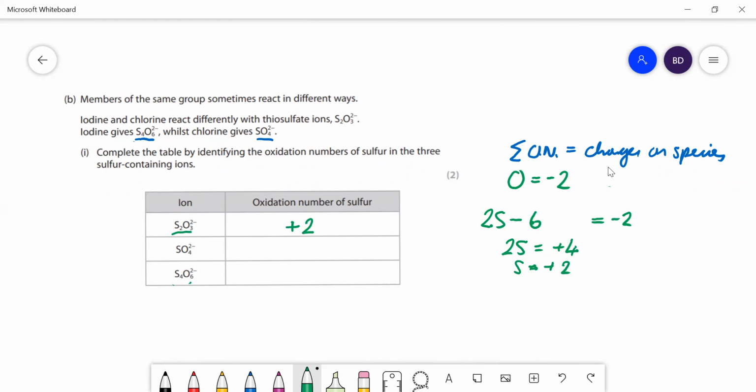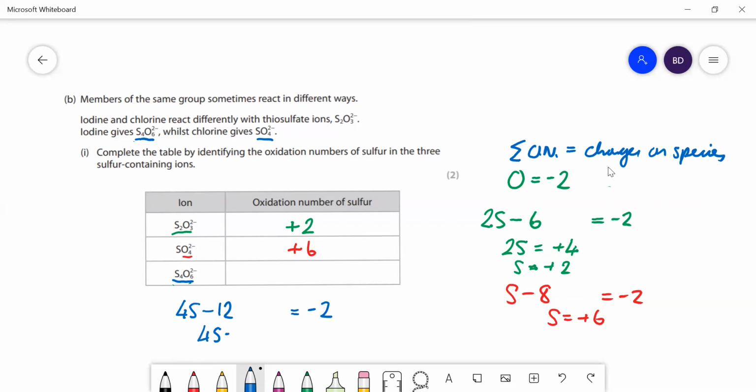All right, let's do it in the sulfate ion. Charge on the species again, -2, just 1 sulfur. We have got 4 oxygens here, so that's 4 times -2, -8. So S is equal to +6 for that. Finally, for the tetrathionate ion, this one here. Right, charge on the species -2. Each sulfur, we don't know, 4 of them, so 4S. And we've got 6 oxygens at -2, so that's -12. So 4S is equal to, take that 12 to the side, +10.